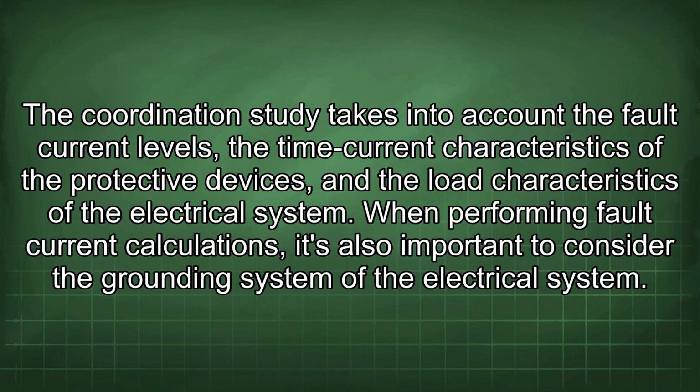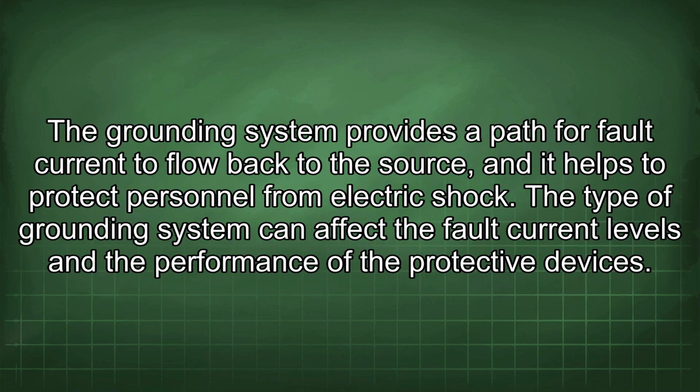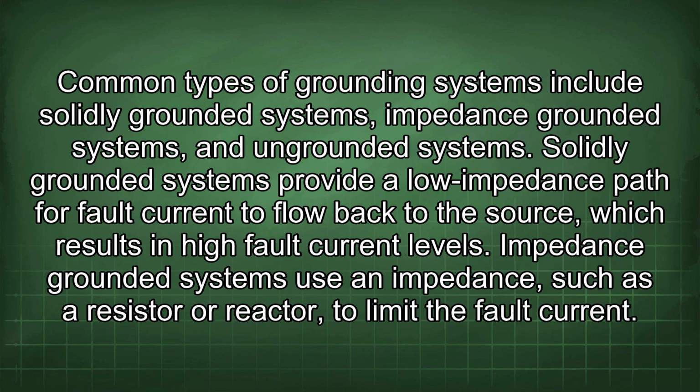When performing fault current calculations, it's also important to consider the grounding system of the electrical system. A grounding system provides a path for fault current to flow back to the source, and it helps to protect personnel from electric shock. The type of grounding system can affect the fault current levels and the performance of the protective devices. Common types of grounding systems include solidly grounded systems, impedance grounded systems, and ungrounded systems.